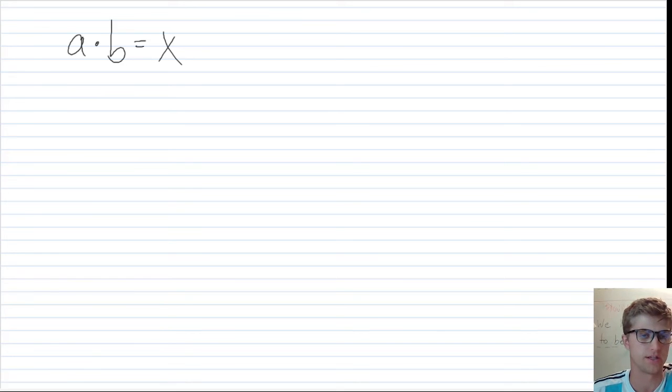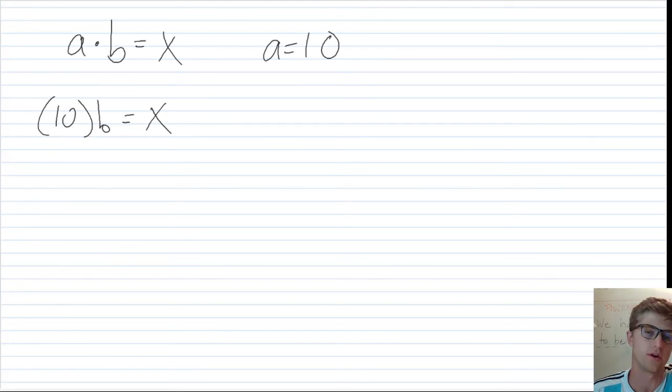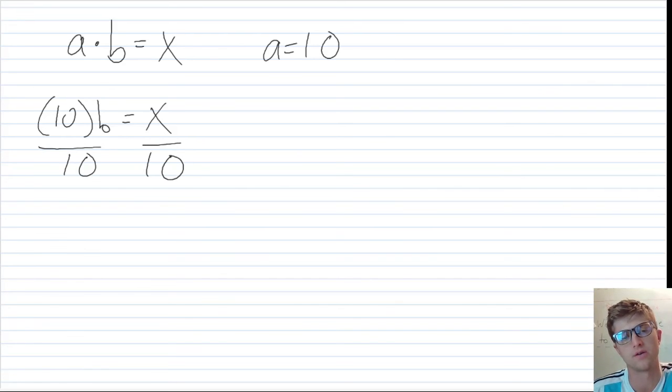So let's replace one of these with 10. Let's make a substitution. Let's say a is the one that equals 10. So substitute: 10b equals x. So if one of them is 10, what's the other number? The other number is b, so that means we want to get b by itself. What's happening to b? It's being multiplied by 10. How do we undo multiplication by 10? We divide by 10. What we do to one side, we'll do to the other. These cancel. We're left with b equals x over 10.